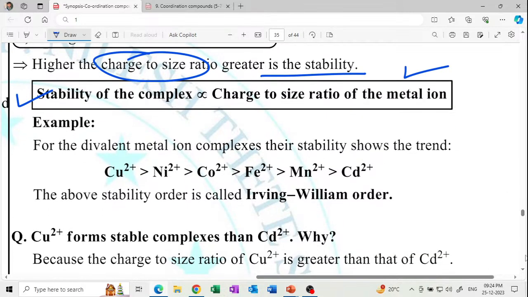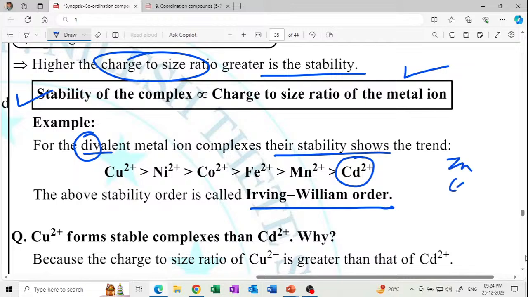Get it? So this is the Irving-Williams order. This is for divalent ions. The Irving-Williams order is valid for divalent metal ions. Divalent stands for two positive charges, and their stability shows the trend in this way. So this is a very small size. Copper has a small size. Cadmium comes below zinc, you know that. Zinc, cadmium, mercury. So cadmium has a larger size. That's why it has low stability. So this is the Irving-Williams order. Charge to size ratio, not size to charge. Always remember, not size to charge, charge to size ratio.